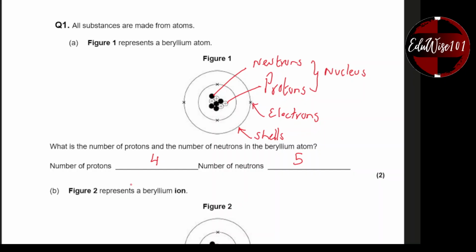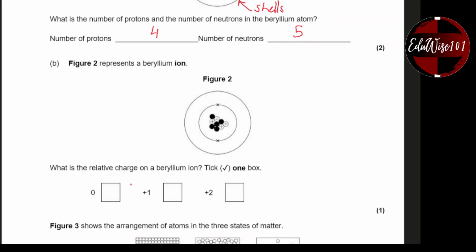Figure 2 represents a beryllium atom. What is the relative charge on a beryllium ion? So here you have 4 protons, each of them has 1 positive charge. That means it has 4 positive charges.